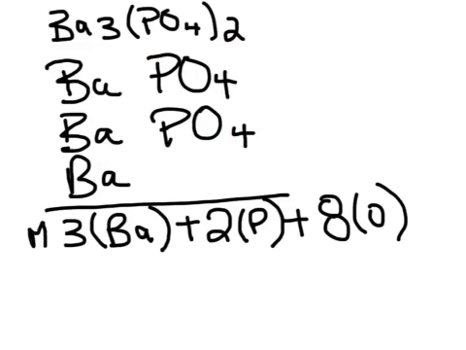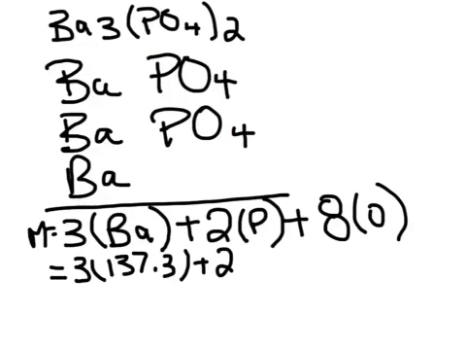Now, we can now go to our periodic table to figure out what the molar mass is. So 3 times barium, and again we're going to look at our periodic table. Barium's molar mass is 137.3. 2 phosphorus, and its molar mass is 31. And 8 oxygens, and its molar mass is 16.